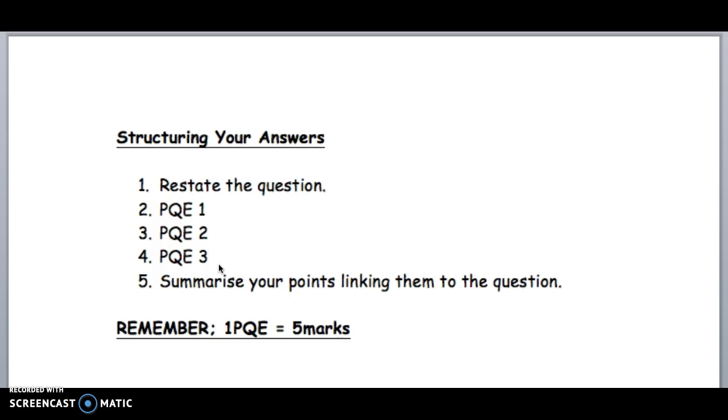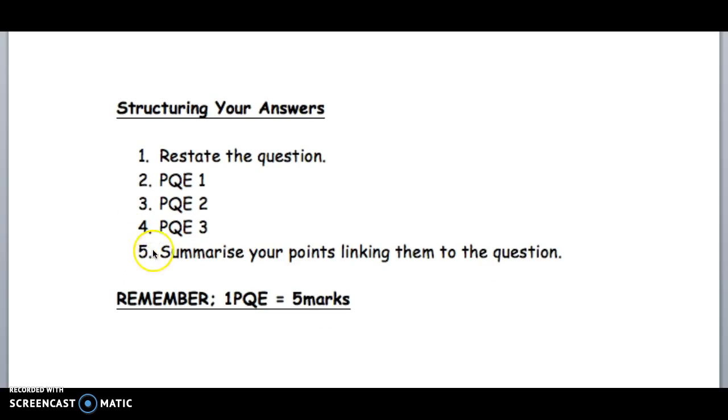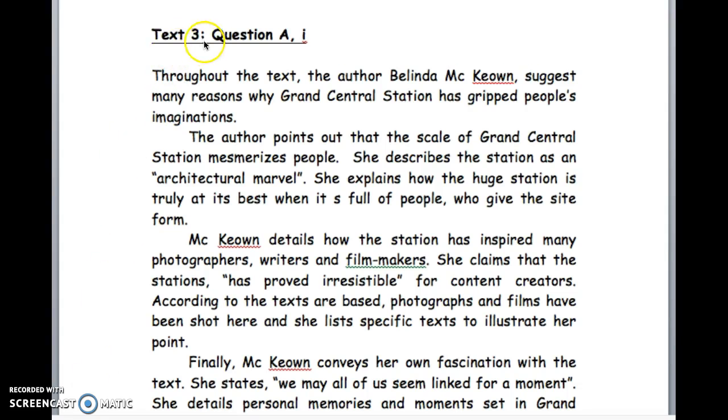required. Lastly, the final and 5th paragraph will summarize your points. So you list all of your P's that you've already stated and then link them back to the question. This is very important, remembering that 1 PQE is equal to 5 marks. Remember to write the name of the text, the section you're answering, and the question itself for each question. It can get confusing for examiners to know what you're answering on.